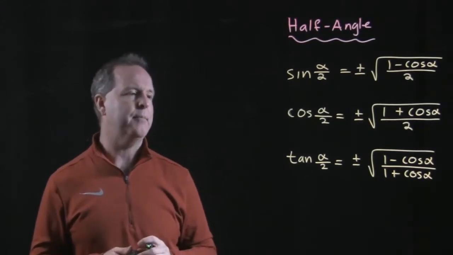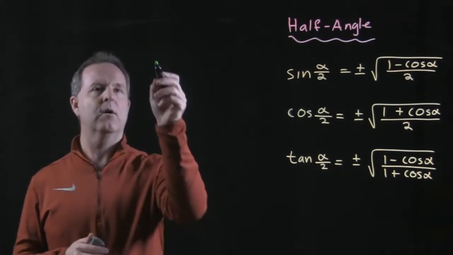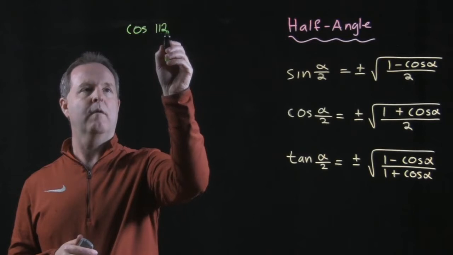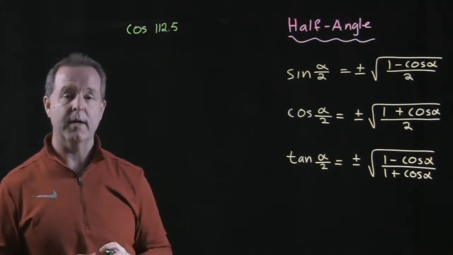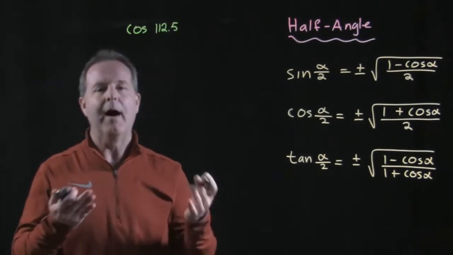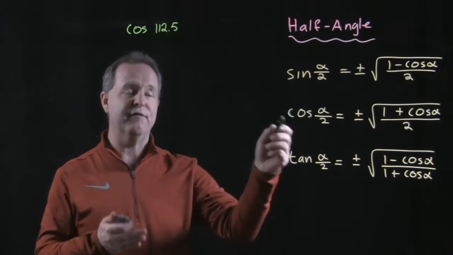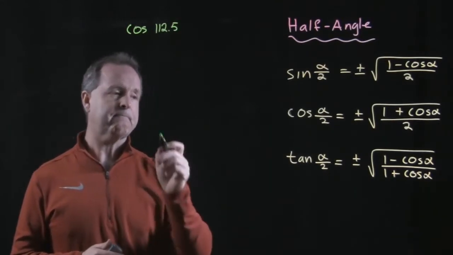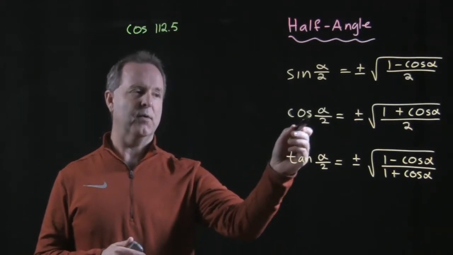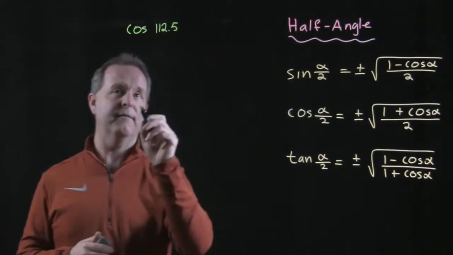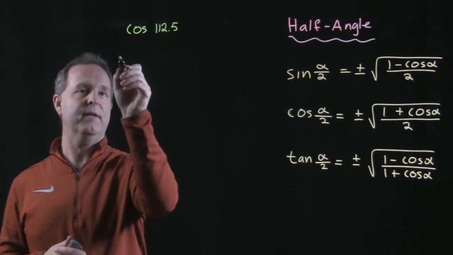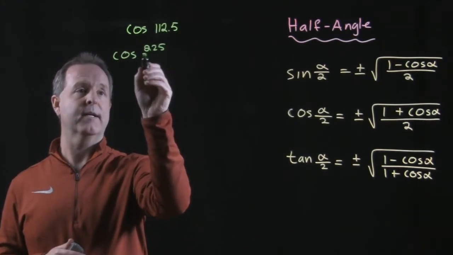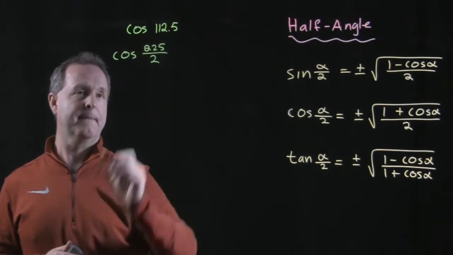So let's look at an example. I want to find the exact value of cosine of 112.5. I chose that one because it is half of an angle I know for sure. So let's rewrite it as cosine of an angle divided by 2. It is equivalent to cosine of 225 degrees over 2.